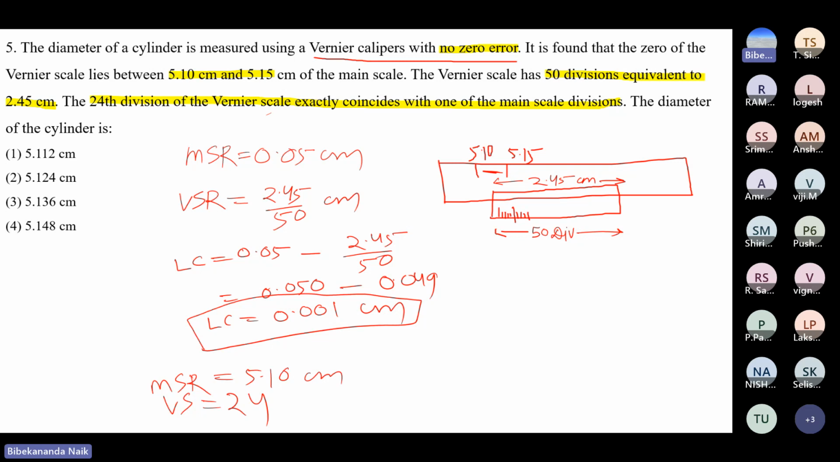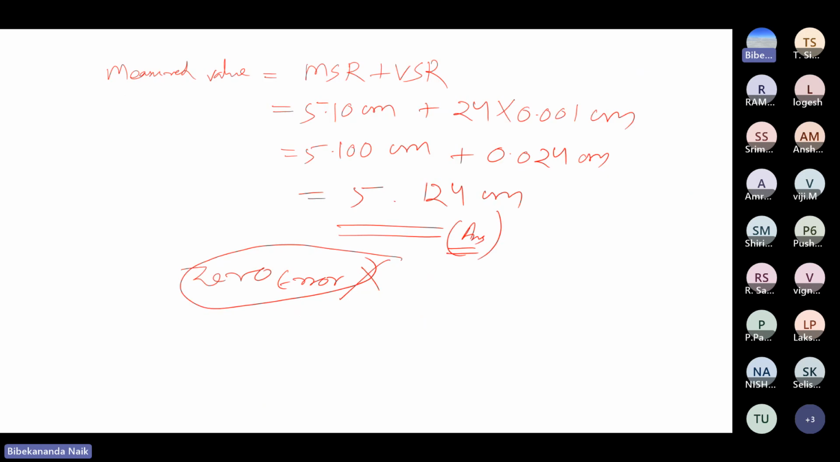The vernier scale reading will be vernier divisions times the least count, and here the 24th division of the vernier scale lies exactly with one of the main scale divisions. So it will be 24 times the least count, which is 24 times 0.001 centimeter. So the total measured value will be 5.124 centimeter.